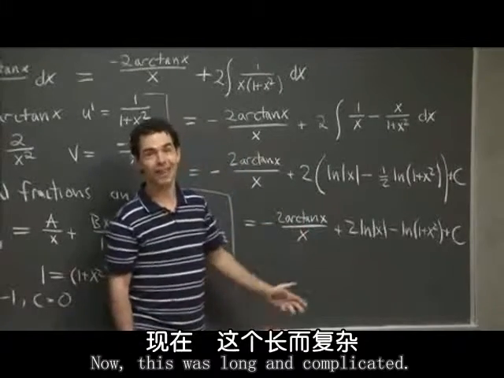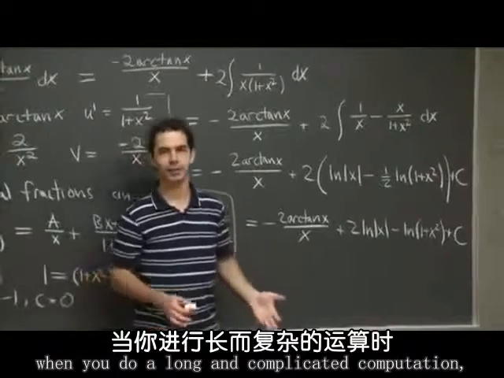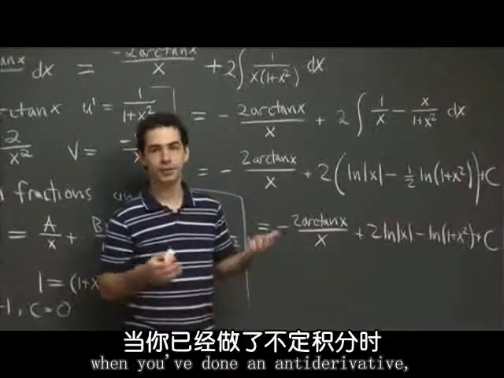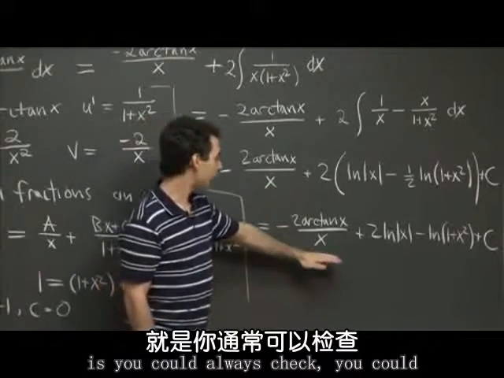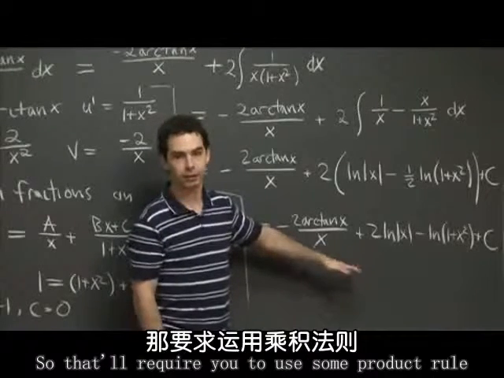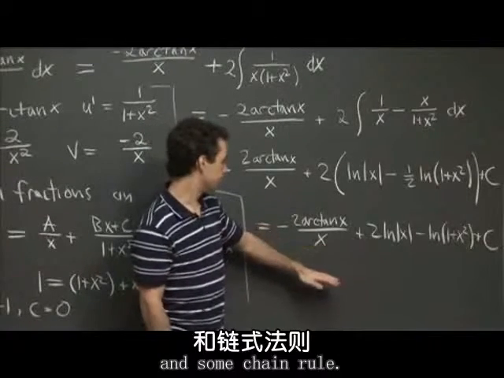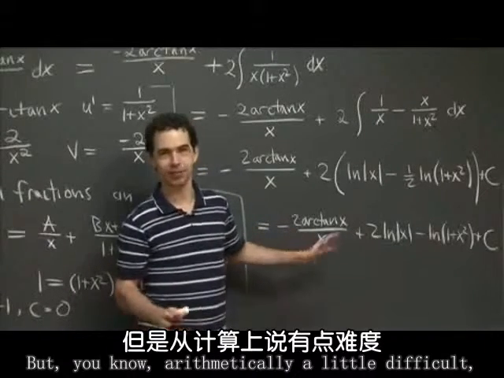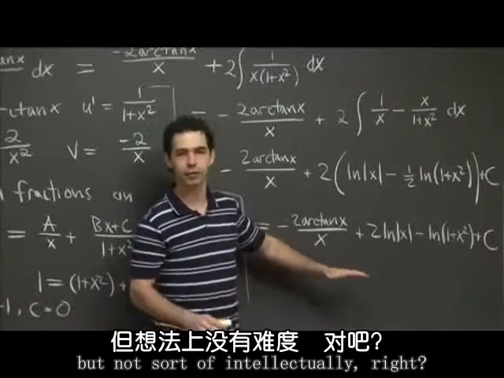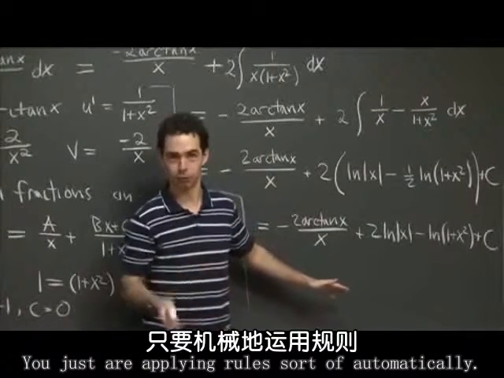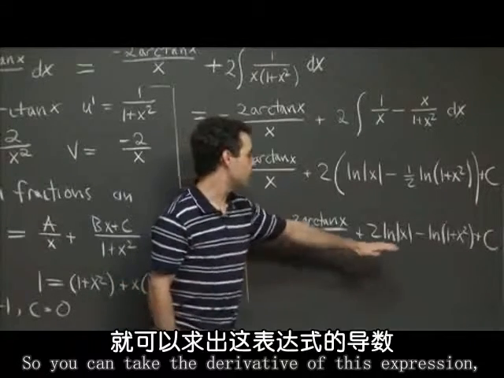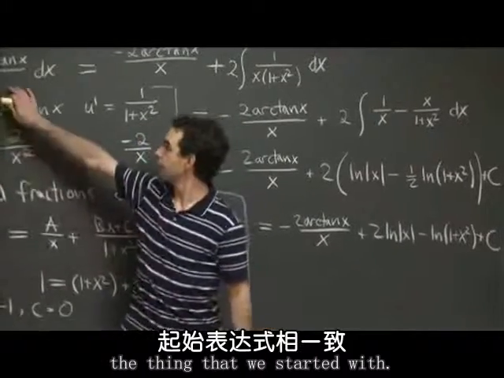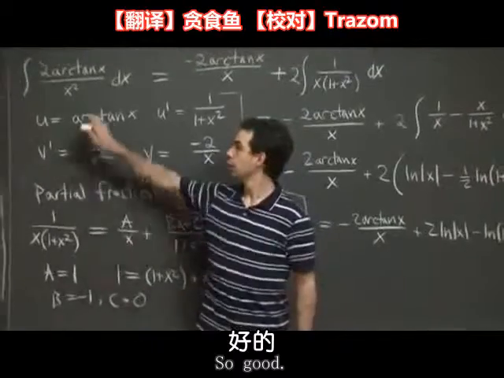Now this was long and complicated, and sometimes when you do a long, complicated computation, you worry, did I make any stupid mistakes along the way? And one way to check when you've done an antiderivative is you could take the derivative of this expression. That'll require you to use some product rule and some chain rule, and it's arithmetically a little difficult, but not intellectually, right? You are just applying rules sort of automatically. So you can take the derivative of this expression and check to make sure that it actually agrees with the thing that we started with. So good. I'll end there.